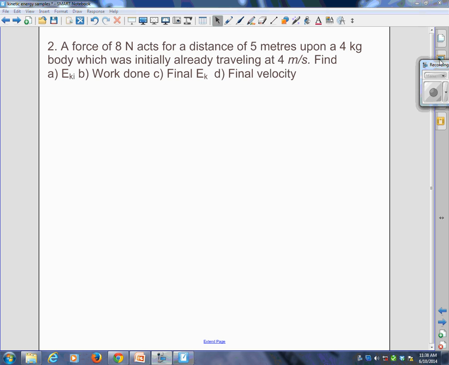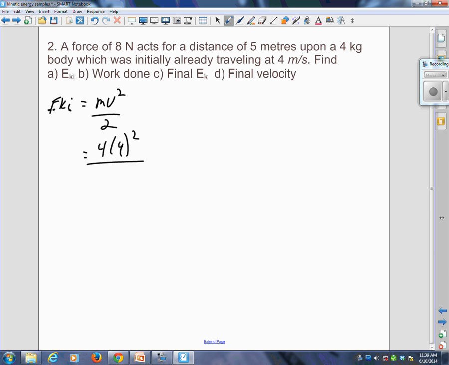Let's have a quick peek at number 2. A force of 8 newtons acts for a distance of 5 meters upon a 4 kilogram body, which was initially already traveling at 4 meters per second. Find EKI, work done, final EK, final velocity. EKI, initial kinetic energy, is equal to mv squared over 2. So we're talking 4 kilograms traveling at 4 meters per second, squared, and dividing by 2.